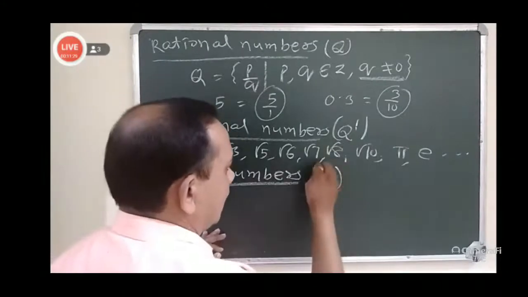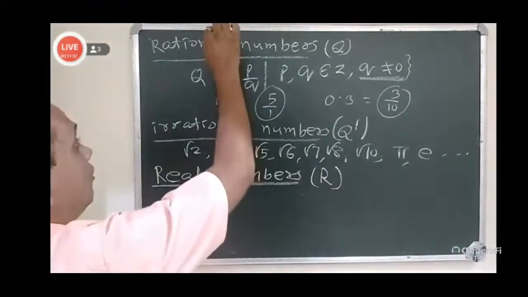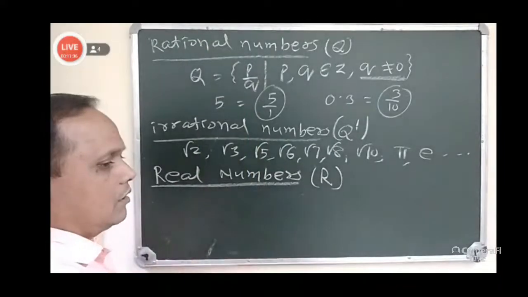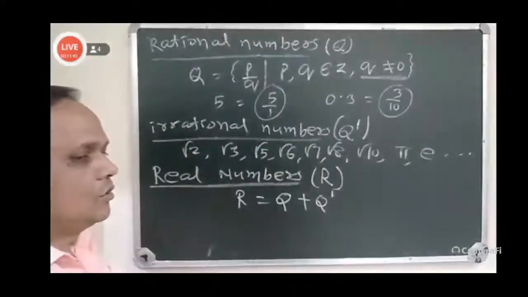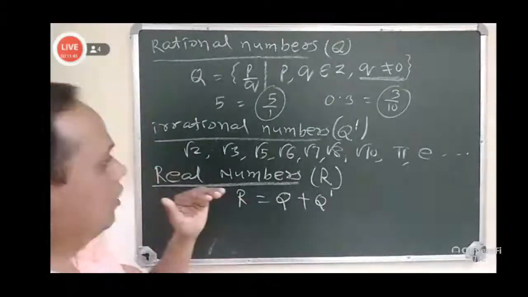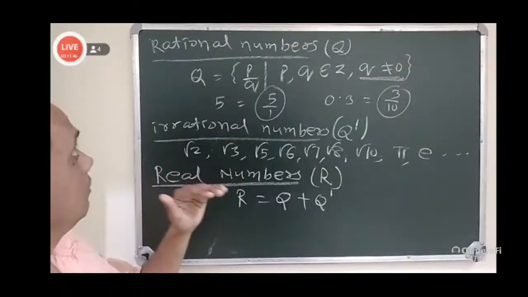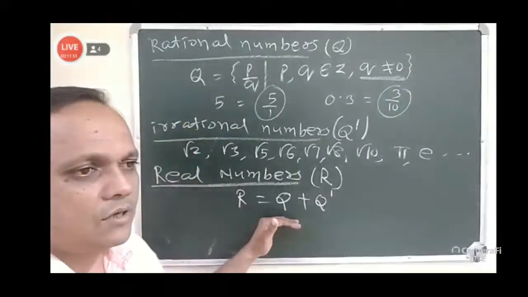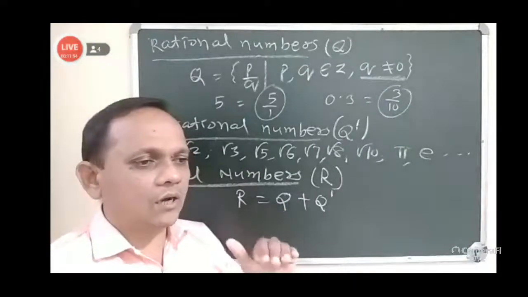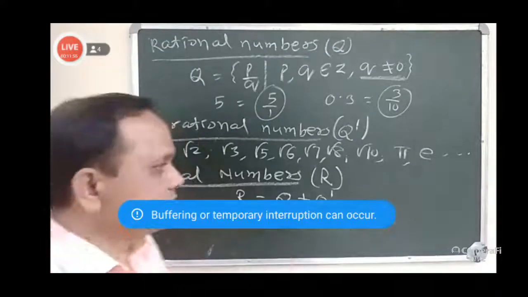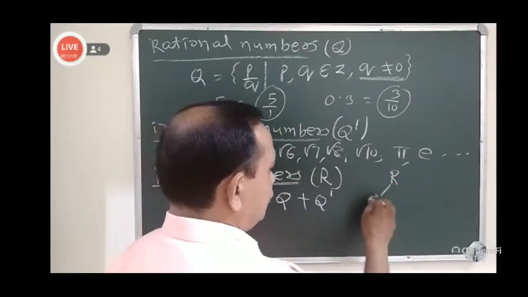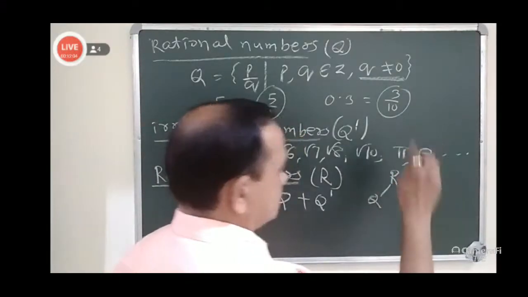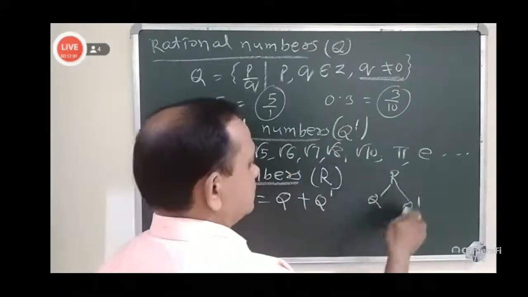Real numbers, that is called R. Real numbers combined are called R. R equals Q plus Q dash, that means all rational numbers and irrational numbers combined are called the real numbers. Real numbers consist of Q and Q dash, that is, rational and irrational numbers.